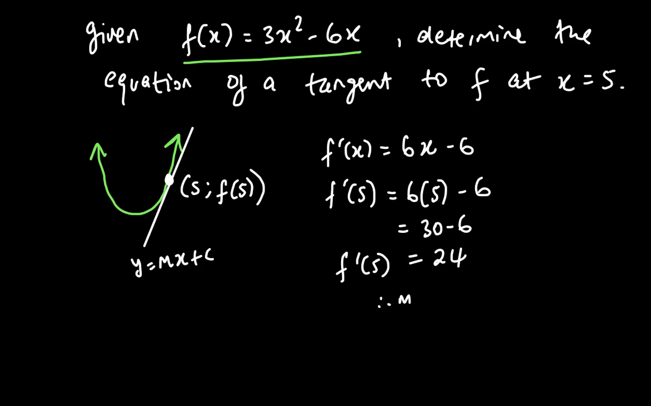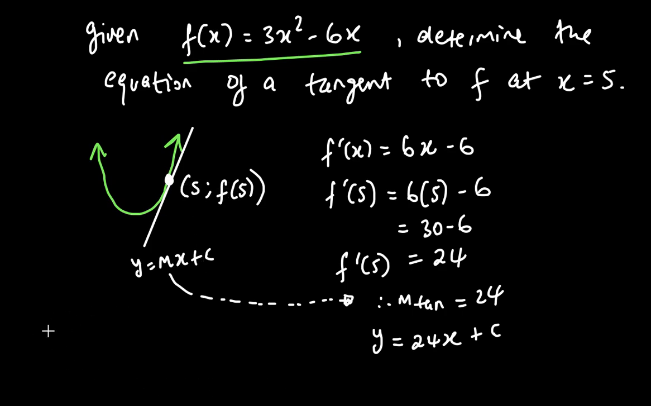Therefore, the gradient of our tangent line is 24. Now that we have the gradient, we then say, therefore, y will be equal to 24x plus c, because that was the gradient of the tangent line, isn't it? Now to get our point, we need to substitute this point there, right? We need the x and the y, but we do not know y, we only know x, right?